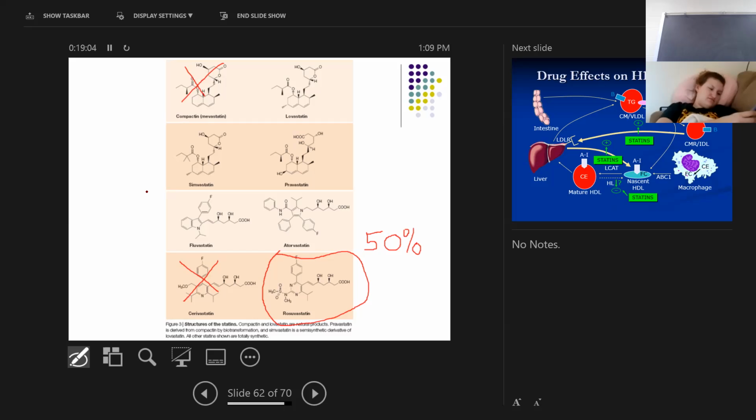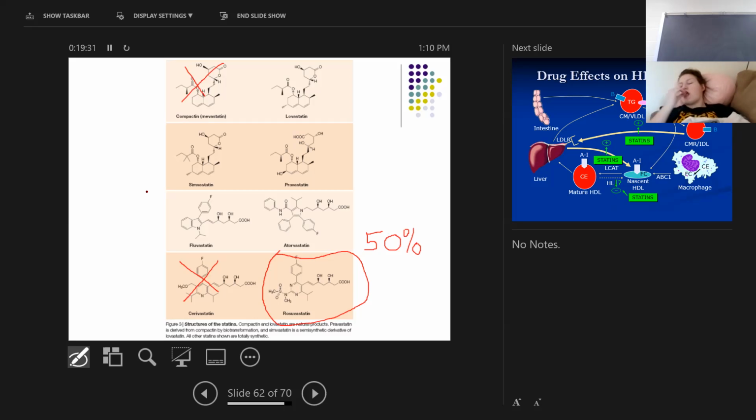Atorvastatin will drop your LDL up to 40%, depending on the dose, because this can be dosed anywhere from 10 to 80 mg per day. At 80 mg, this can drop your LDL up to 60%. It's very efficient. Fluvastatin is a weaker statin. Let's say you're more of a borderline person, then fluvastatin. And then lovastatin is also a weaker statin.